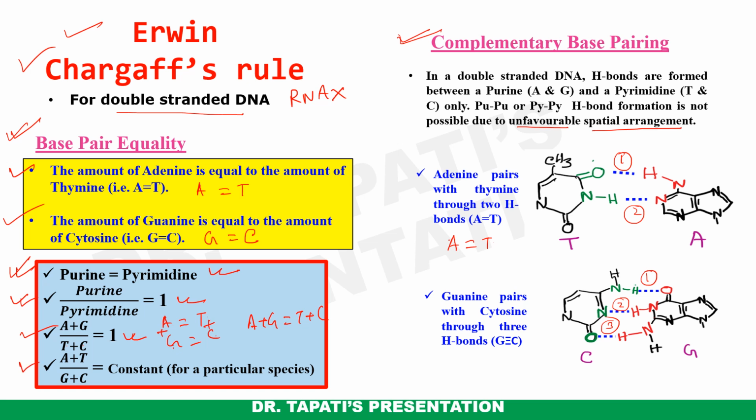However, A plus T divided by G plus C is not equal to 1. It is actually constant for a particular species. So from species to species, A plus T divided by G plus C is constant. The amount of A plus T need not always be equal to the amount of G plus C. The ratio of A plus T divided by G plus C remains constant for a particular species but could vary from one species to another. So this is all about Erwin Chargaff's rule.